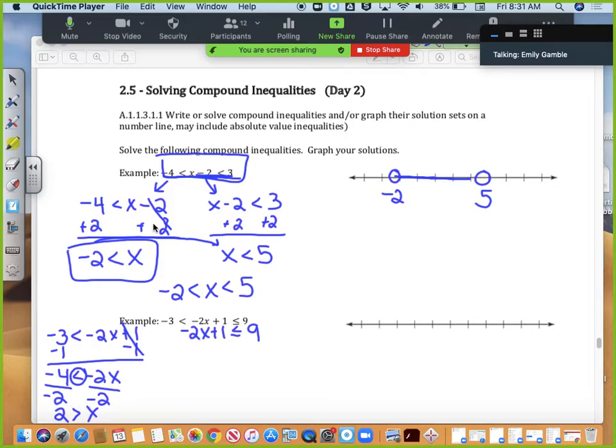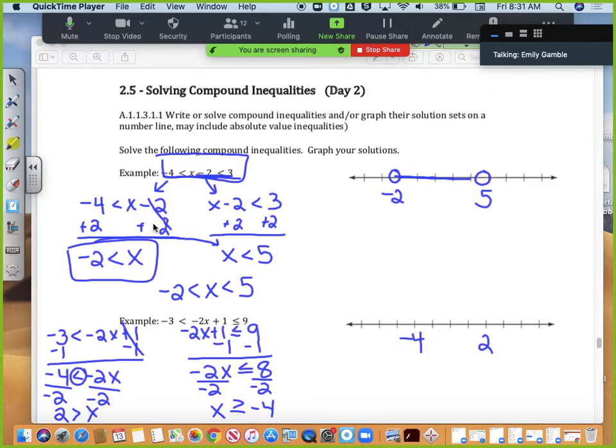And then the next one, we're subtracting 1 from both sides. We get negative 2x is less than or equal to 8. Dividing by negative 2, I get x, and the sign flips again. 8 divided by negative 2 is a negative 4. So the two numbers we need on our graph are negative 4 and 2.